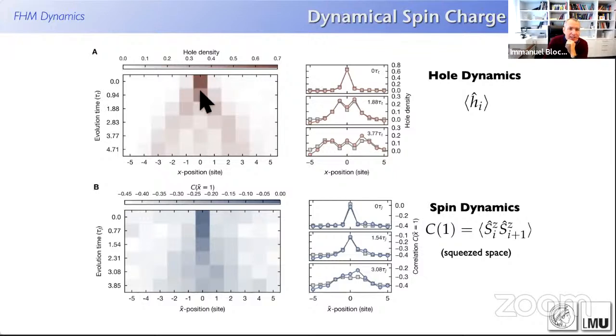And now at time t equals 0, I shoot out one atom on this side. So you see the hole density is 1 on this side. So you start with the localized hole. And now you see how the hole starts to spread. And you start to see what we already recovered yesterday in the lecture. You just see the probability distribution of the hole after some evolution time.